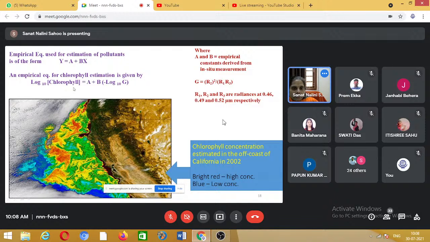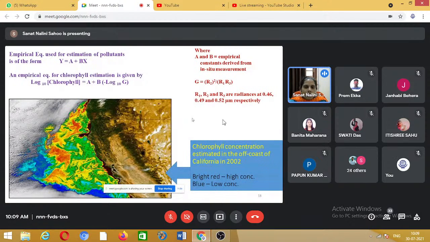So this shows a sample picture of chlorophyll concentration estimated off the coast of California in the year 2002. You can see here the bright red color shows the higher concentration of chlorophyll, and the blue colors are low concentration. So this chlorophyll concentration can be of this extent also, and all of this is obtained from satellite imagery. Not only can you visualize the concentrations, but you can also quantify them by use of certain numerical empirical equations of this sort. Then you can quantify what the chlorophyll content is. There are similar applications for BOD, COD, dissolved oxygen, total solids, all this sort of application you can get.